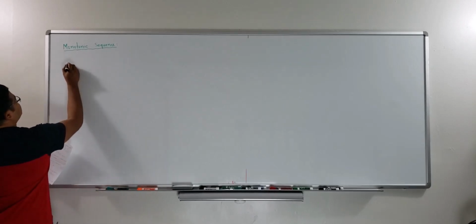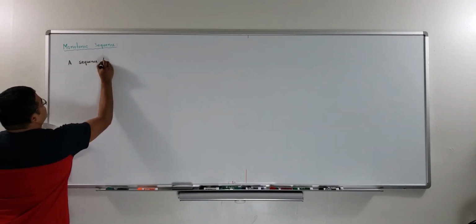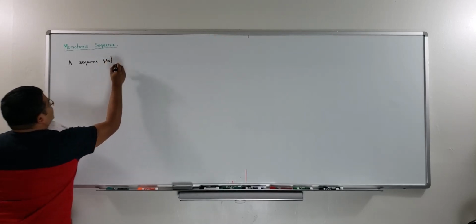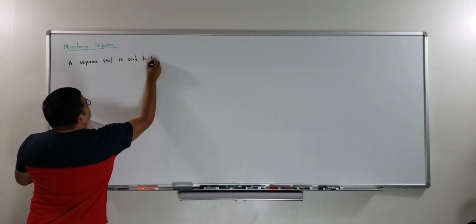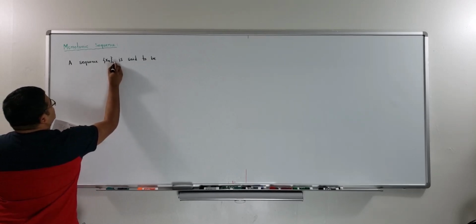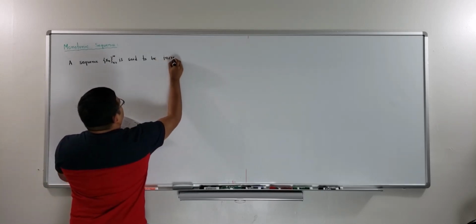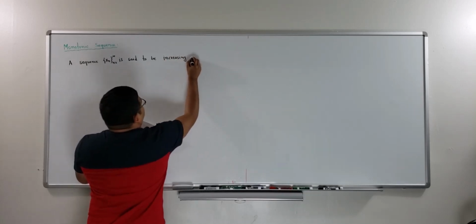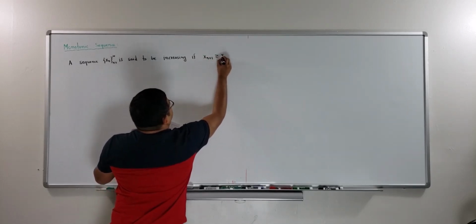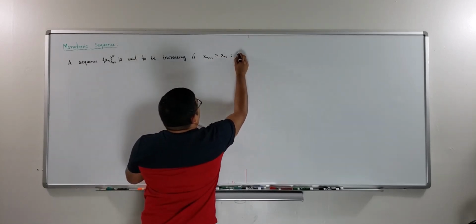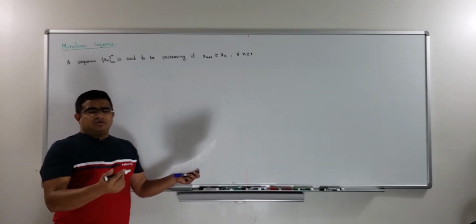A sequence xn, where n varies from 1 to infinity (sometimes we write it, sometimes not), is said to be increasing if xn+1 is more than or equal to xn for all n more than or equal to 1. So the next term would be more than or equal to the previous term.